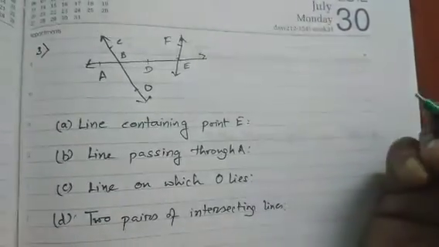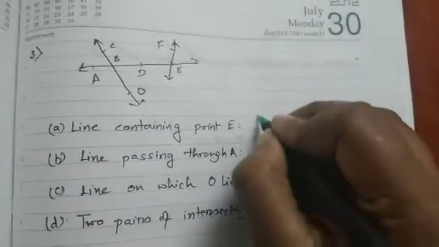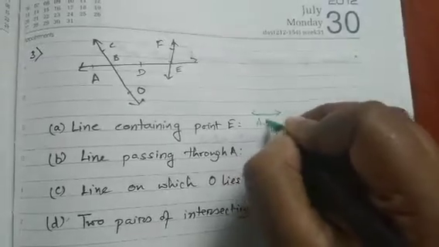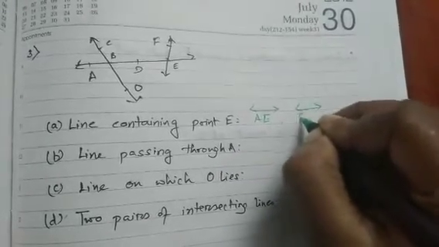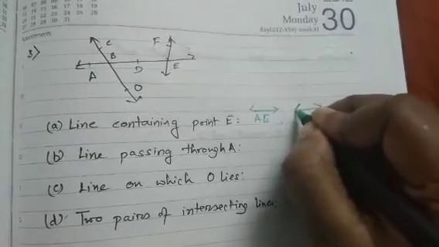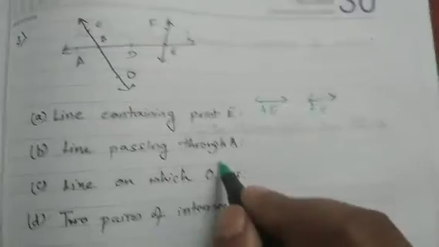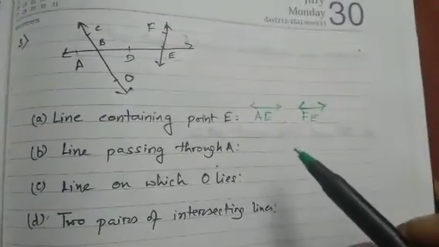So if it is asking for one line, I will write one line. Otherwise I will write both the lines. So for you I am writing both the lines. Line AE also contains point E. And line FE also contains point E. Okay. Next. Line passing through A. So which is the line passing through A?